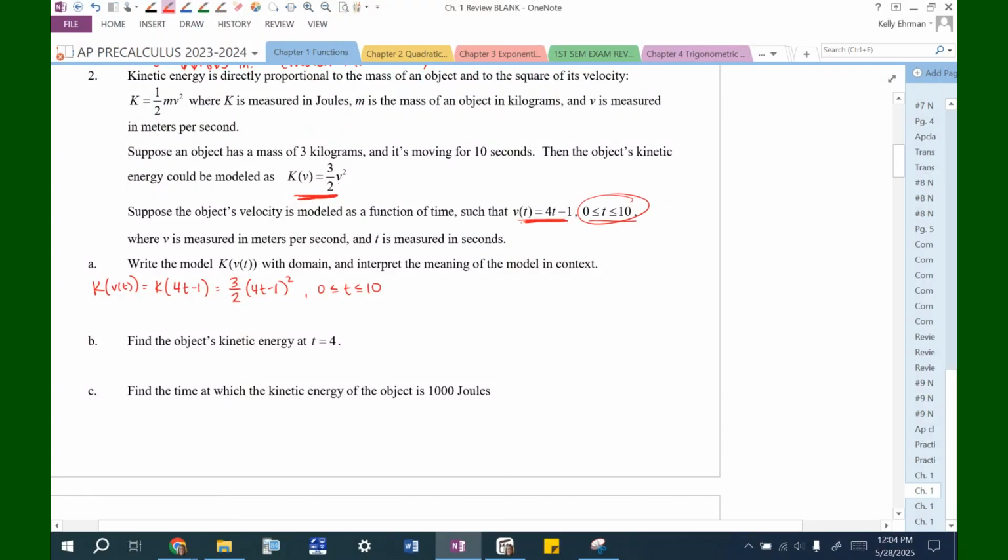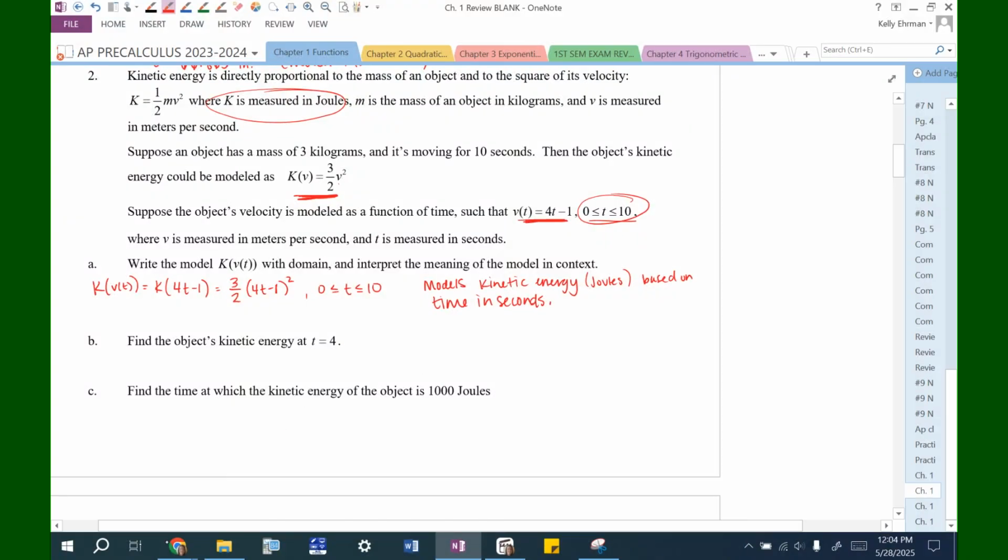If t is 0, by the way, velocity can be negative. It's just telling you which direction the object is moving in, so that's okay. Interpret the meaning in context. So remember, this models output based on input. This models K. What was K again? K was the number of joules, so it models kinetic energy in joules. Based on what? It's based on t. What is t? t is time in seconds, I believe. Based on time in seconds.